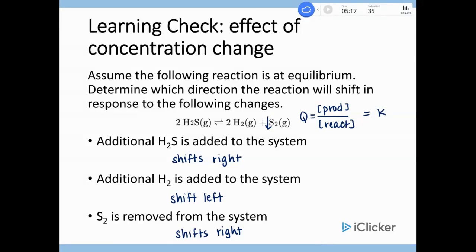So again, the goal is to reestablish equilibrium. If we increase something on the left, the reaction will use that up. If we increase something on the right, the reaction will use that up and proceed left. Or if we decrease, then the reaction will reproduce whatever is decreased. Questions on this here?